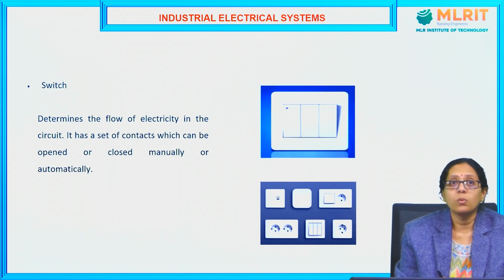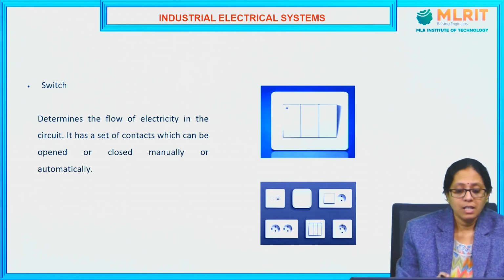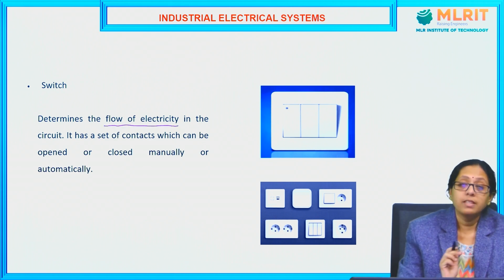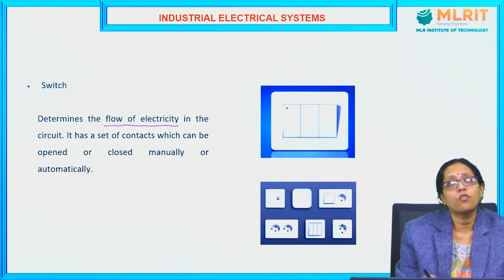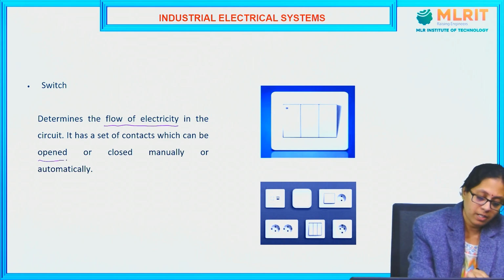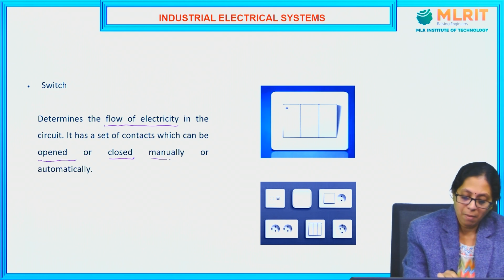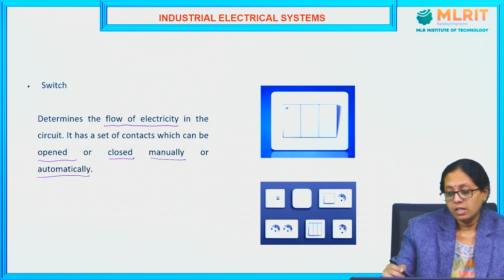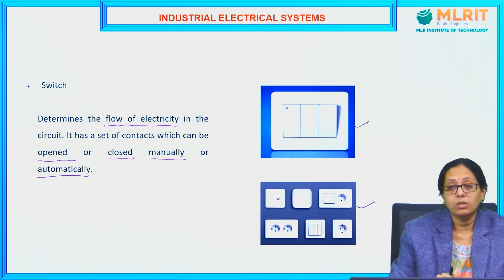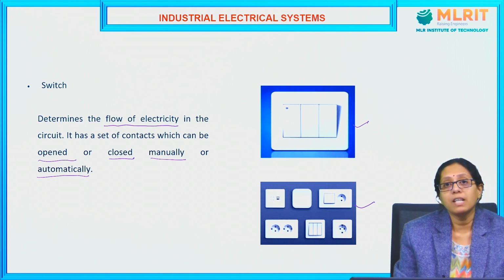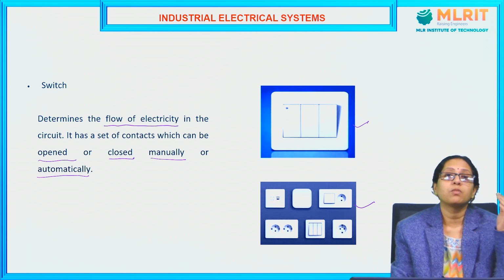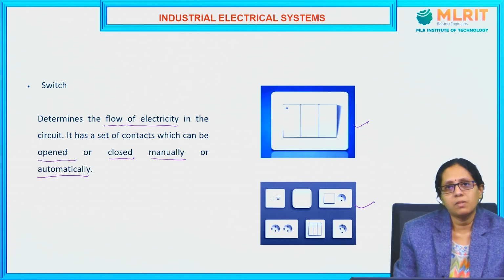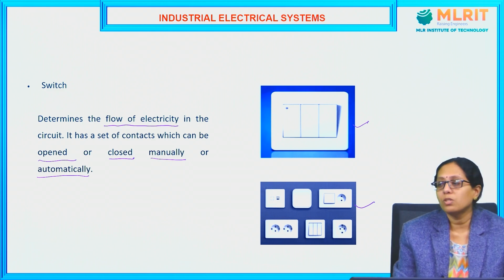Next type is switch. The switch determines the flow of electricity in the circuit. It has a set of contacts which can be opened or closed, either manually or automatically. These two pictures show the manual operating switch. Automatic switches are also there nowadays, using different types of sensors, such as footsteps or sound, and we can also operate a switch automatically using a mobile.